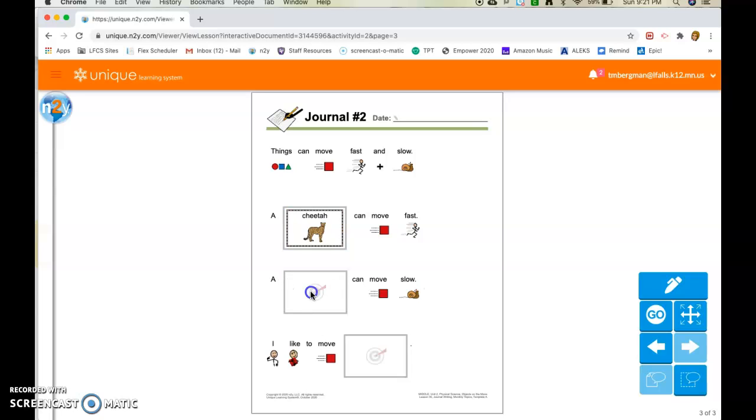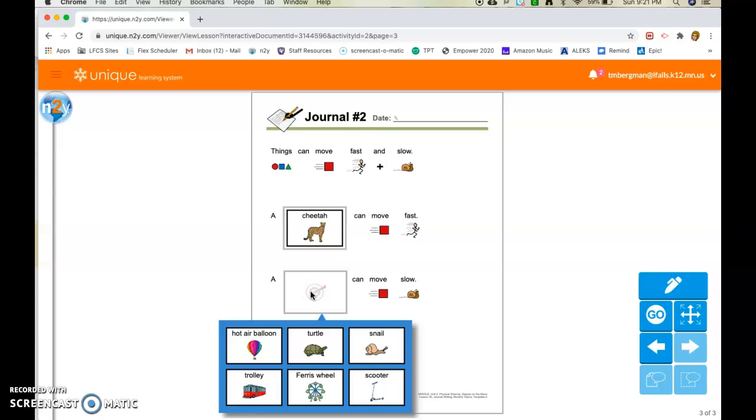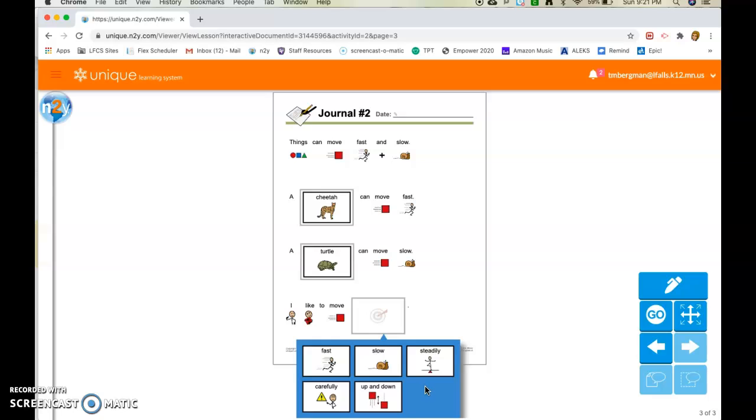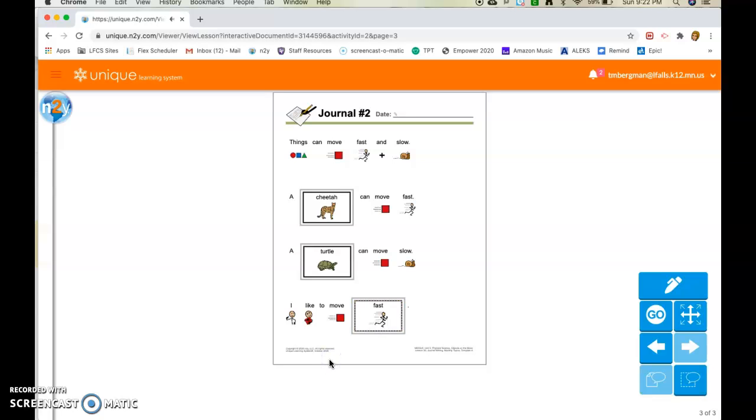So we're finding something that can move slow. What could move slow? I'm going to choose a turtle. Now your journal entry says a turtle can move slow. Then it says I like to move, and you can choose. I like to move fast. Excellent. When you're finished, click on the globe and click home.